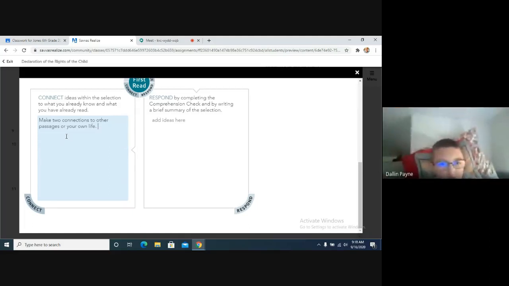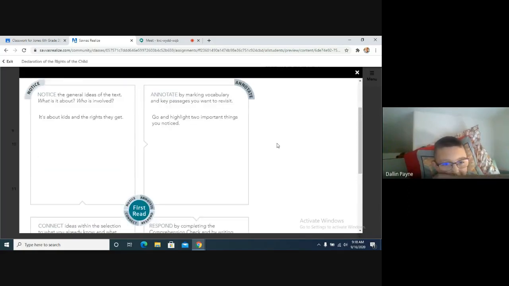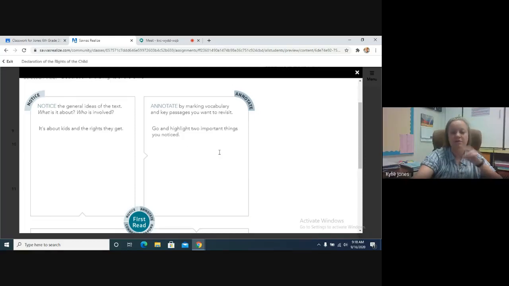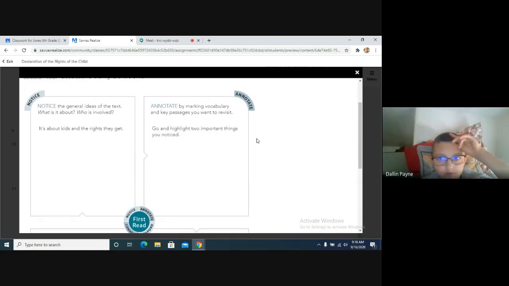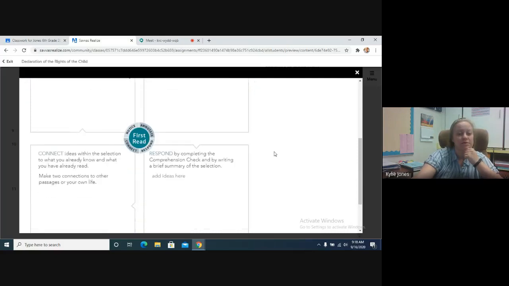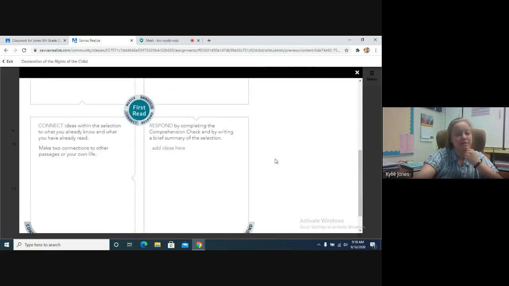So on the second one, we can just write, highlight 2 things in the passage. Yep, all I need you to do is highlight 2 things that you thought were important. I don't even need you to type it in the box. Just go highlight the 2 things. Okay. And then for the third one, for connecting, make 2 connections to any other passages that we've read or just anything you've ever read or something in your own life.